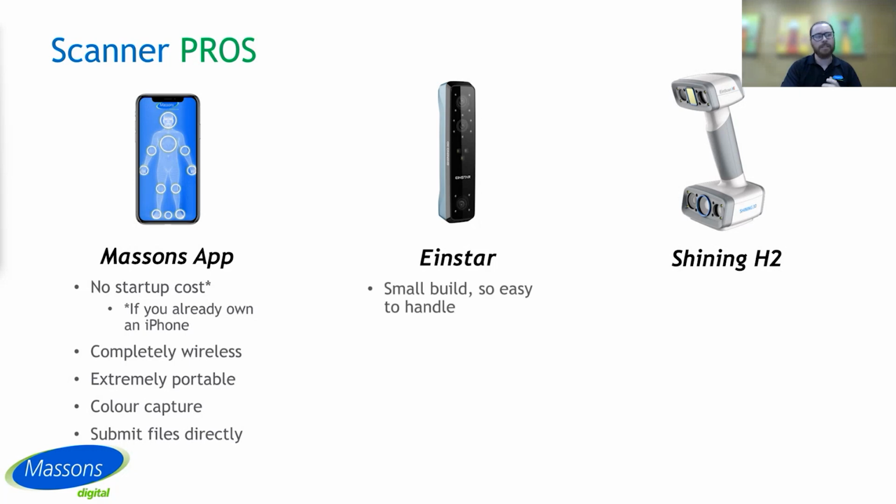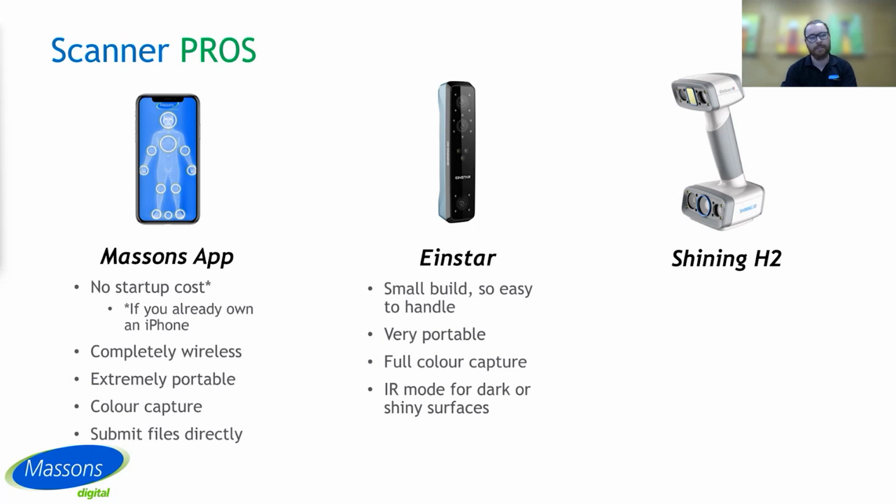The Einstar is quite a small build, so it's fairly easy to handle. It's about as big as holding it in one hand. It's very portable given that it's got a smaller build, and it does have full color capture, so you're going to get photoreal color textures with these scans. It's also built in with an infrared mode for dark or shiny surfaces. My experience has been that in O&P, we do occasionally come across these scenarios where scanners struggle to see what they're looking at. And so the Shining products are built with this infrared mode, which just gives you another tool in the toolbox to help you out.